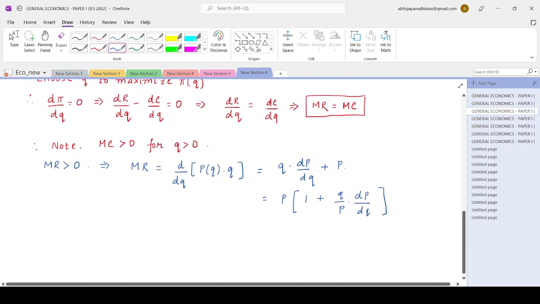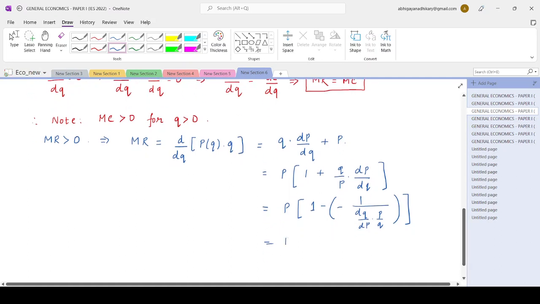Okay, so P times 1, taking minus of minus and taking it in the inverse form, dQ dP times P by Q. So what is this in the first bracket with the minus sign? It's the absolute value of price elasticity of demand. So the MR expression can be written as P into 1 minus 1 by mod EP.